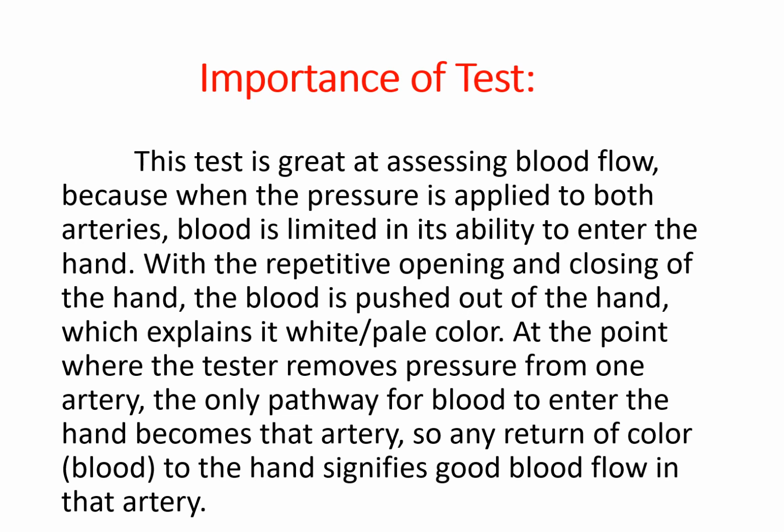And blood is limited in its ability to enter the hand. With the repetitive opening and closing of the hand, the blood is pushed out of the hand, which explains it. At the point where the tester removes pressure from one artery, the only pathway for blood to enter the hand becomes that artery. So any return of color to the hand signifies good blood flow. If there is a return of blood flow within 5 to 15 seconds, it shows that the patient has very good arterial blood flow.